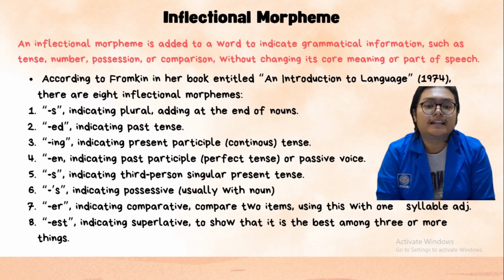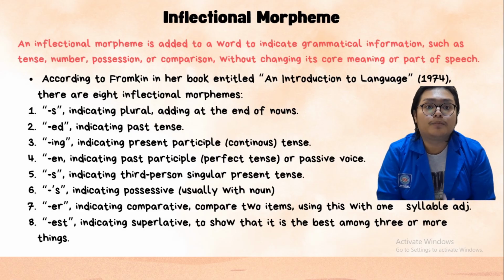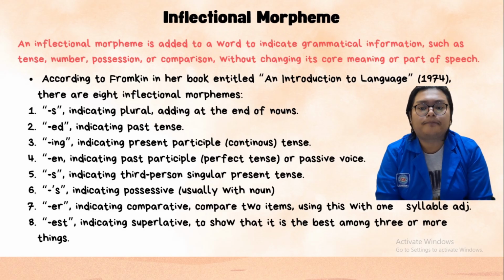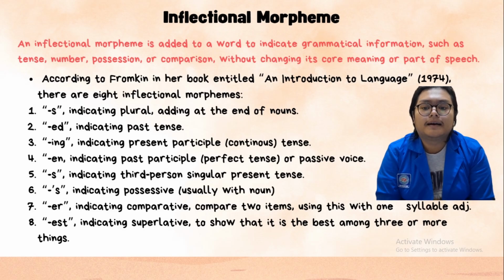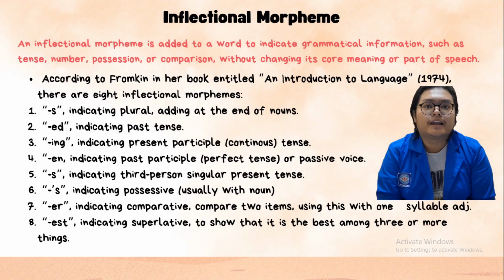Fifth, -s, indicating third person singular present tense, as in works. This is usually added to a verb. It indicates the present tense in the third person singular. Sixth, apostrophe s, indicating possessive, usually with a noun. For example, Dio's book, Sarah's book, etc. Seventh, -er, indicating comparative degree.